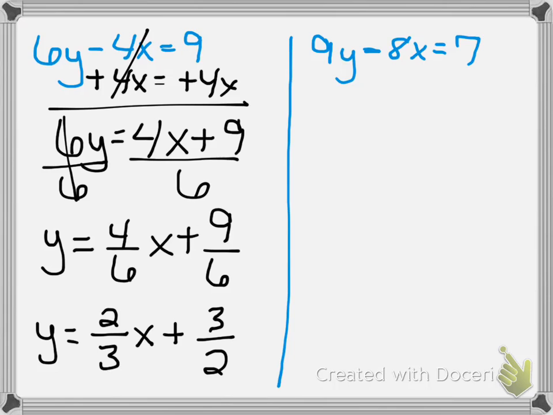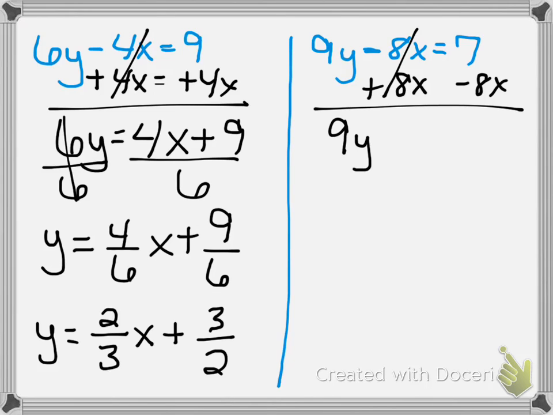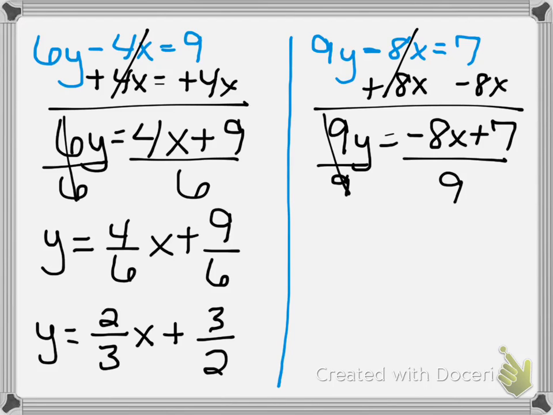My final equation is 9y minus 8x equals 7. I'm going to add 8x to each side. They're going to cancel. 9y equals 8x plus 7. I'm going to divide each side by 9. And I'm going to be left with y equals 8 over 9x plus 7 over 9.